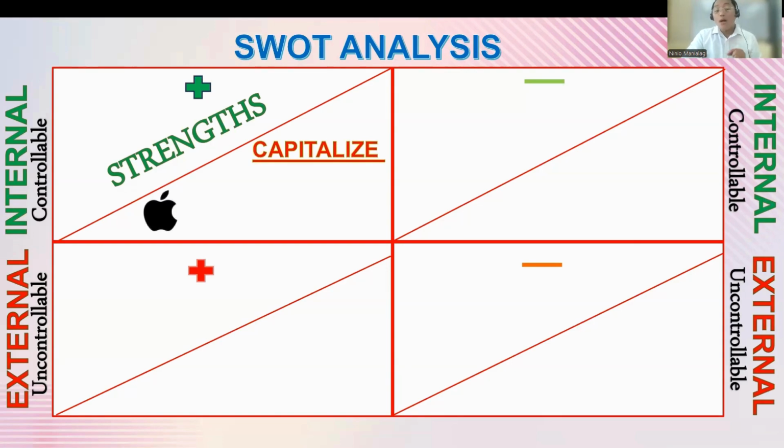Example from Apple: one of Apple's greatest strengths is its brand reputation and customer loyalty. Apple has built a solid brand known for innovation, quality, and luxury, creating a devoted customer base willing to pay premium prices for its products. Another strength is Apple's ecosystem of products and services. The seamless integration between the iPhone, iPad, and Mac, as well as the Apple Watch and services like iCloud, creates a strong ecosystem that encourages users to stay within the Apple environment.